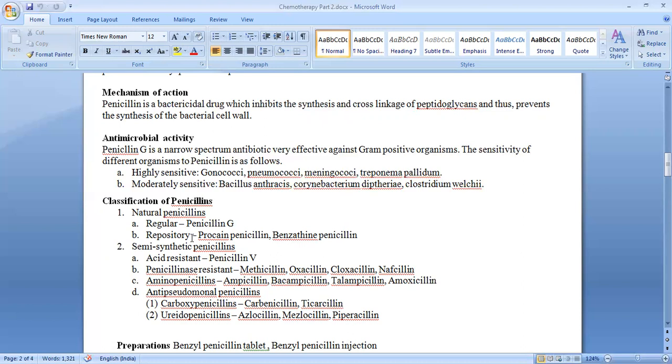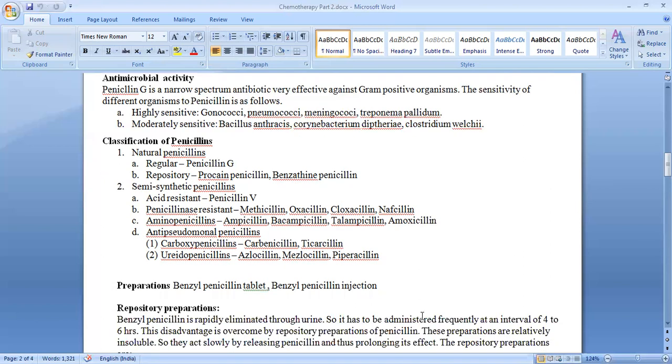Then we have amino penicillins, where an extra amino group is present, like ampicillin, bacampicillin, talampicillin, and amoxicillin. You may have heard these names, they are very common, so they are used often. And if we want the penicillin to act against pseudomonas infections, they have developed anti-pseudomonal penicillins. There we have two categories, carboxypenicillins such as carbenicillin and ticarcillin, and ureidopenicillins such as azlocillin, mezlocillin, and piperacillin.